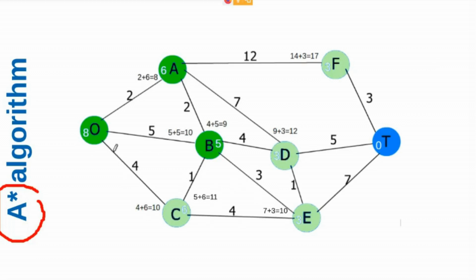Well, here we have a 4 plus 6, which is 10, right? Here we have another possibility, 11. Here we have a 12, right? Because 2 plus 7 is 9, plus 3, right, is 12. Here we have the same 17 as before, right? Here we have a 10. Why? Because we have a heuristic of 3, and the total cost is 2 plus 2 plus 3. It results in 7, right?